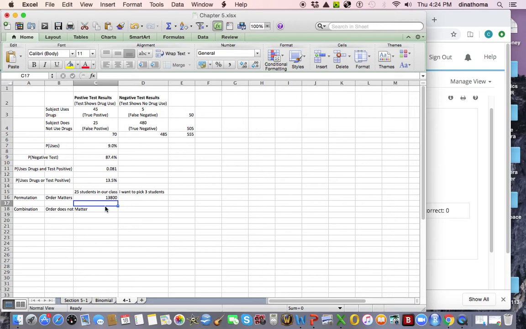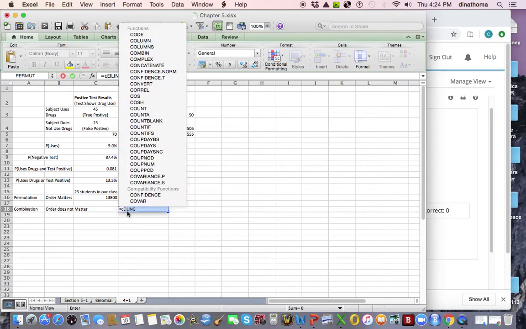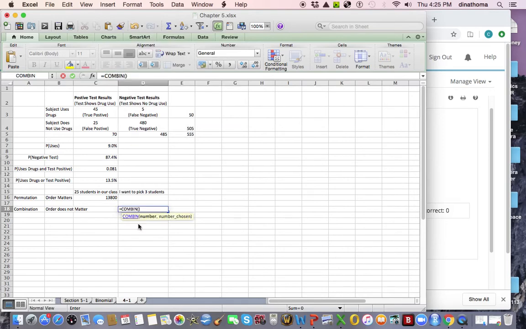So there's 13,800 different ways that I could pick 3 students out of 25. Combinations is the exact same thing, but it's called combin, where you again put in 25, comma 3. And you can see there's a lot less, only 2,300 different ways. And the reason is because order doesn't matter. So when I move people around, it doesn't create a new outcome, so therefore I won't have as many outcomes.